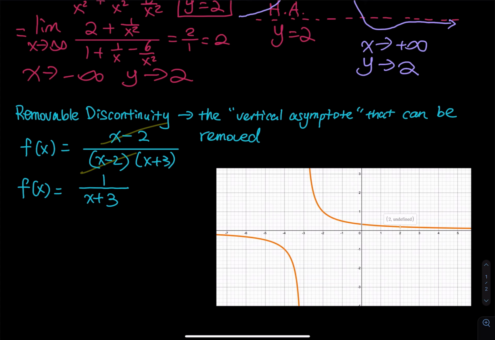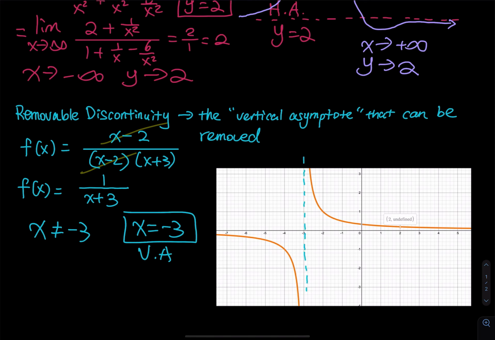So for 1 over x plus 3, what can we say? We know that x cannot be equal to negative 3, right? So that means when x is equal to negative 3, there is a vertical asymptote. So x equals negative 3 is a vertical asymptote. And one other thing we can say is as x approaches negative 3 from the right, y goes to positive infinity, and as x approaches negative 3 from the left, y goes to negative infinity. As a result, if you set the limit as x approaches negative 3, the limit does not exist.